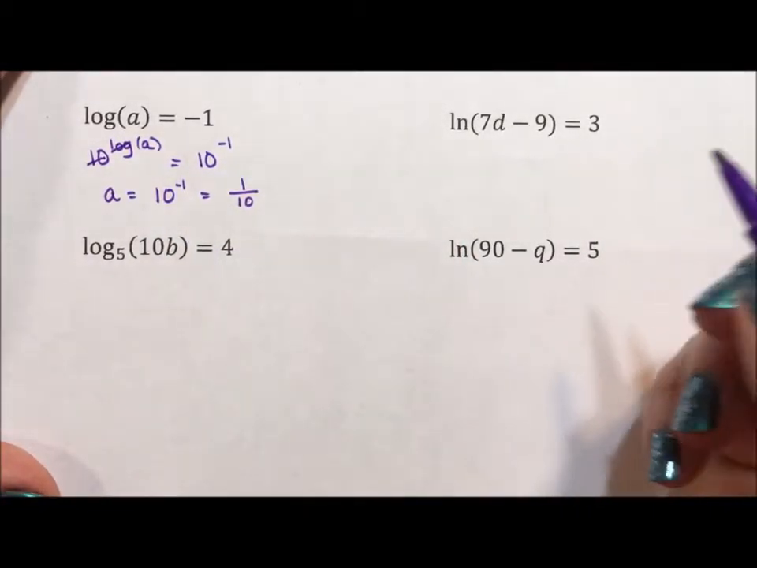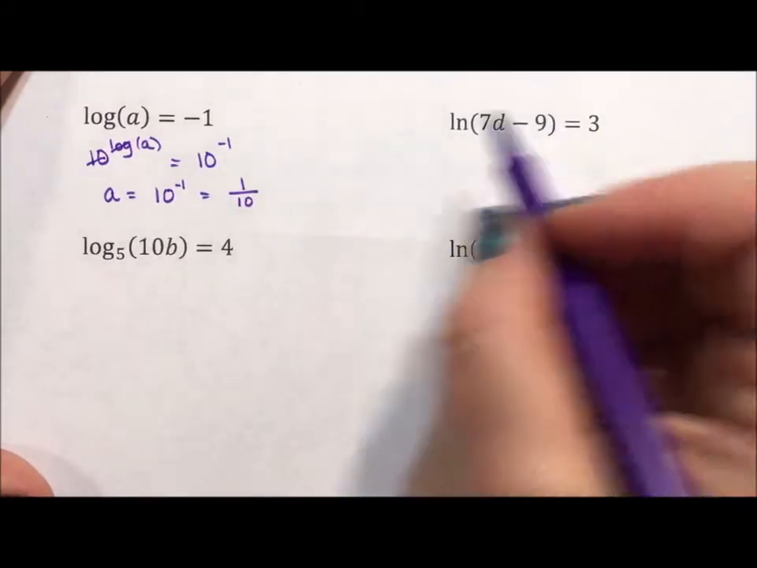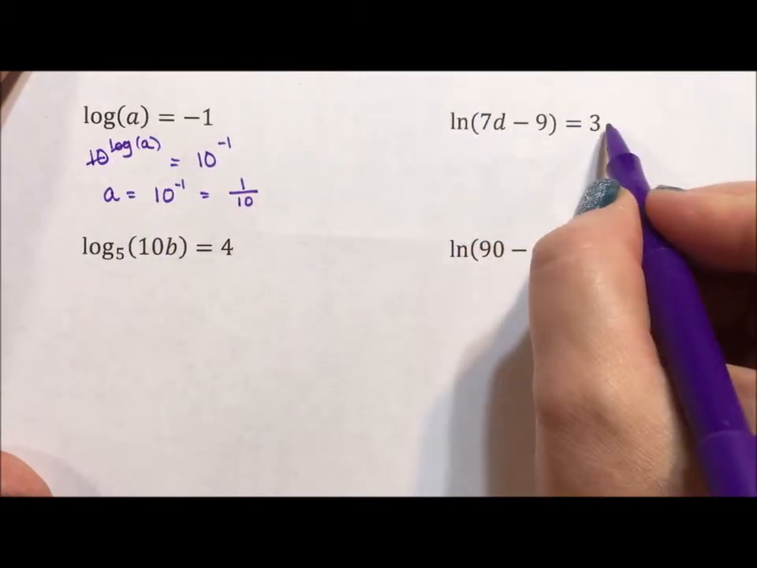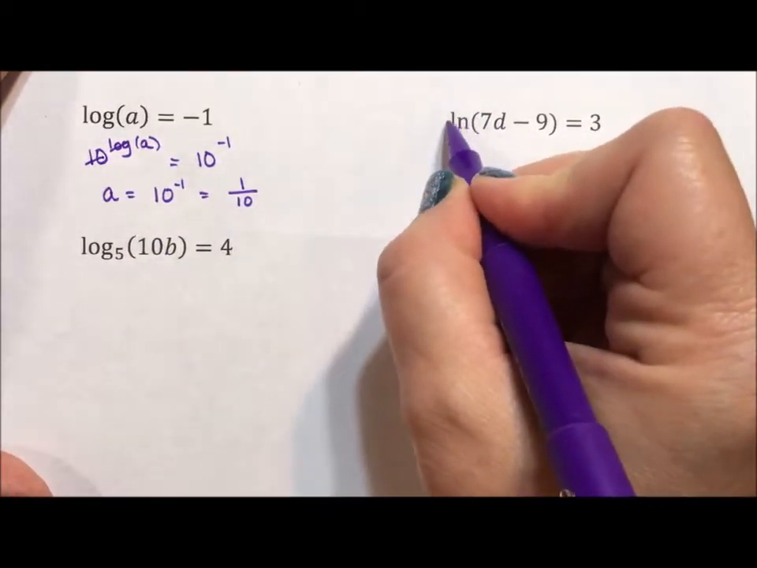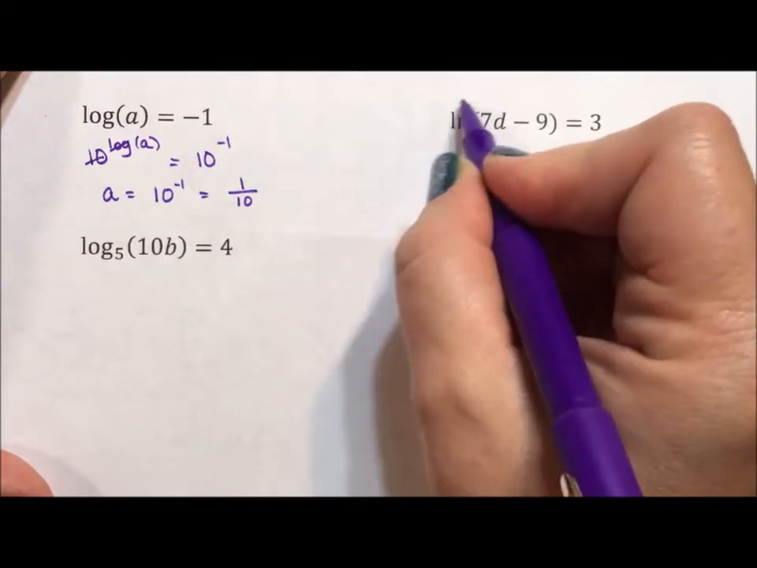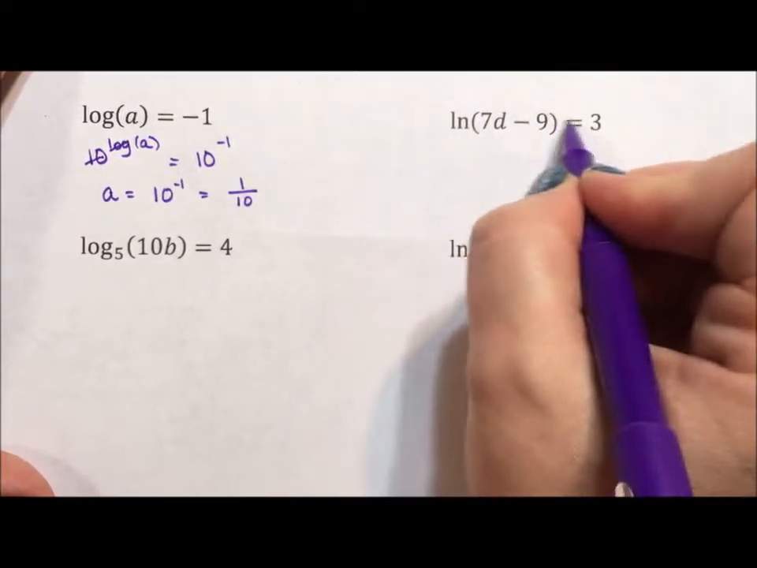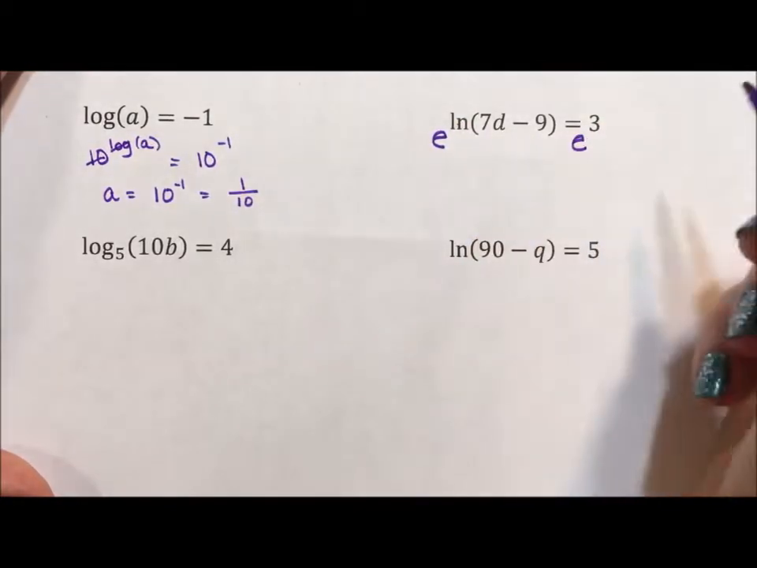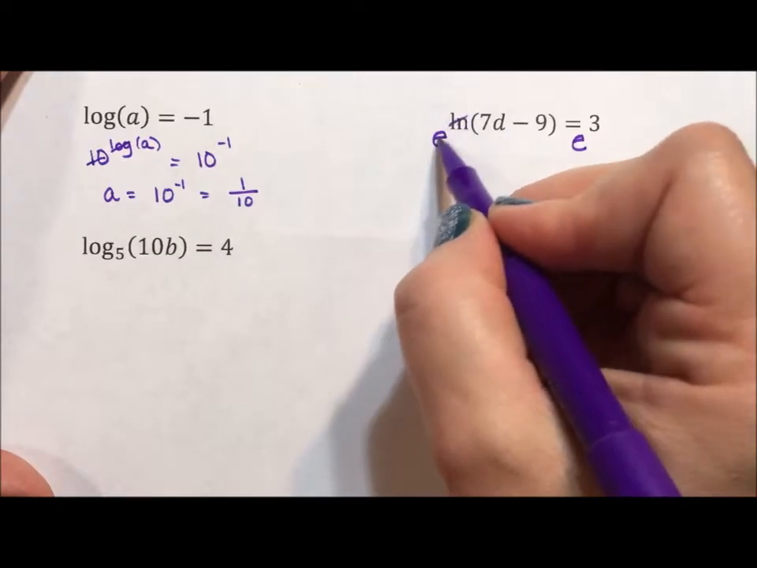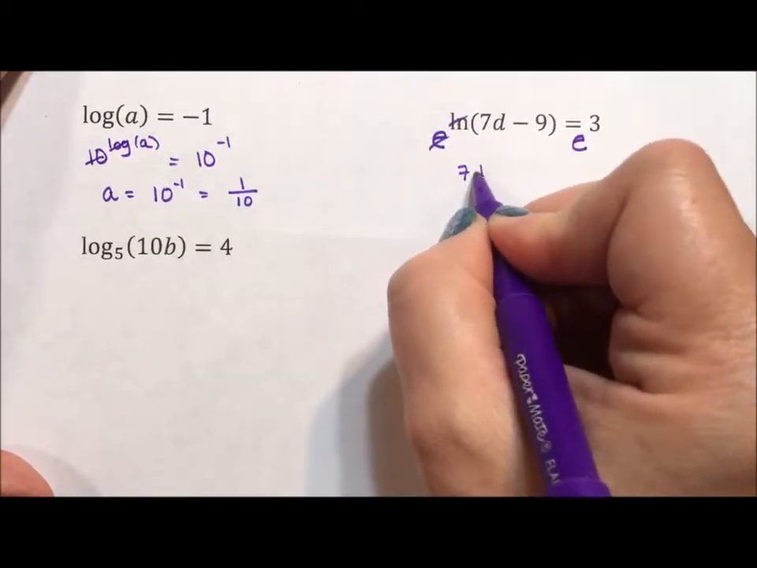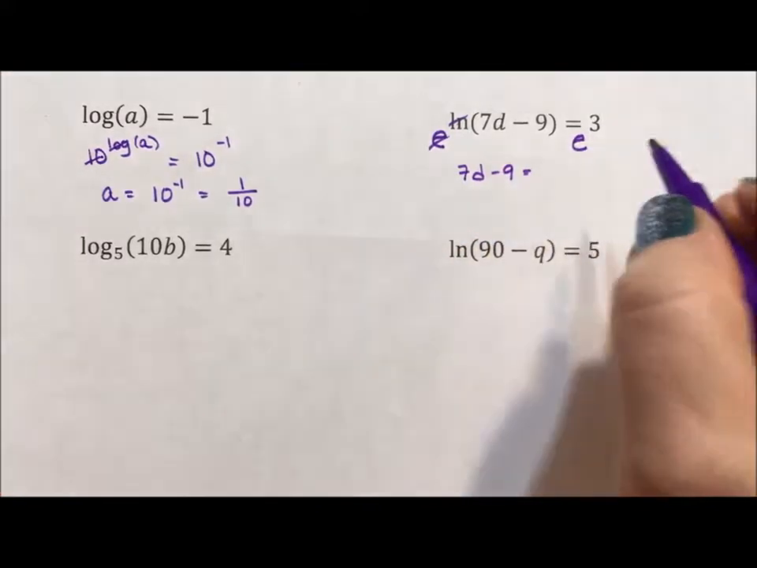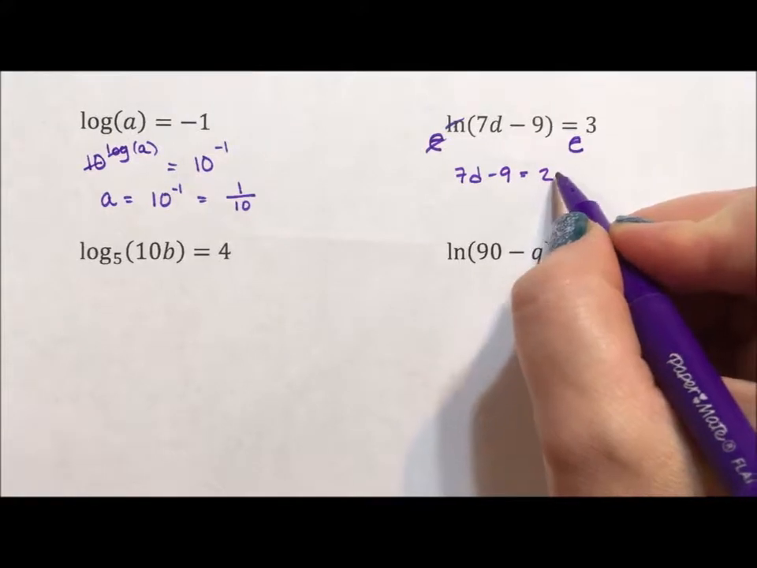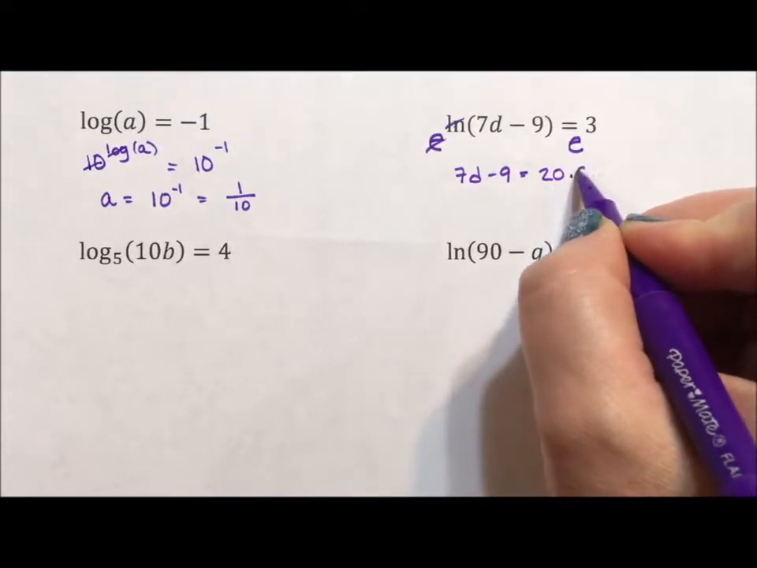The other way of doing this, a variation of doing this, is instead of rewriting this line, I can just directly make these exponents. The inverse of natural log is e. Natural log is log base e. So if I make these exponents, e to the natural log equals e cubed. Again, these are inverses. They undo each other, and I'm left with 7d minus 9 equals e cubed, which is 20.0855.